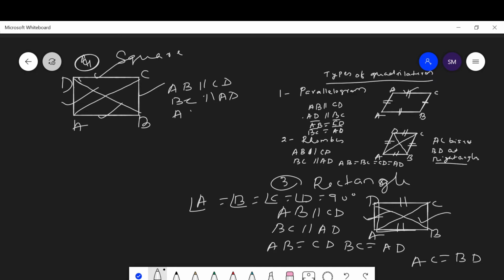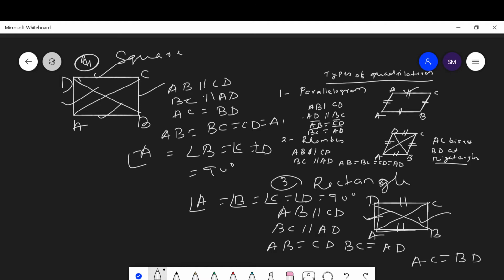SC is equal to BD, and another property here is all angles are 90 degrees. Angle B is equal to angle C is equal to angle D is 90 degrees. Another major property is AB equal to BC is equal to CD is equal to AD. All the four sides are of same measure, and another property of the square is the same as the rhombus.